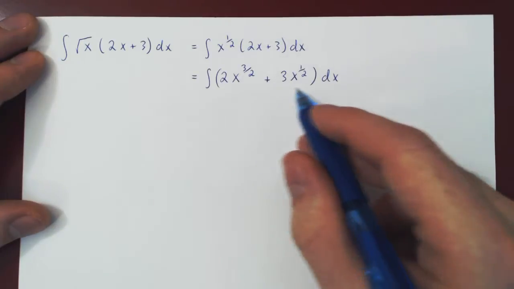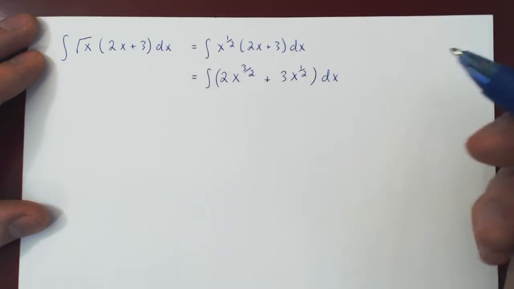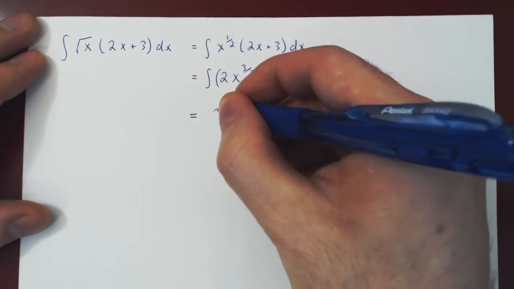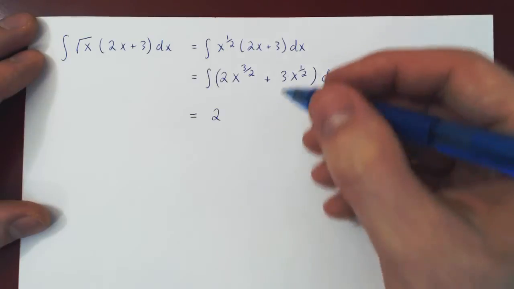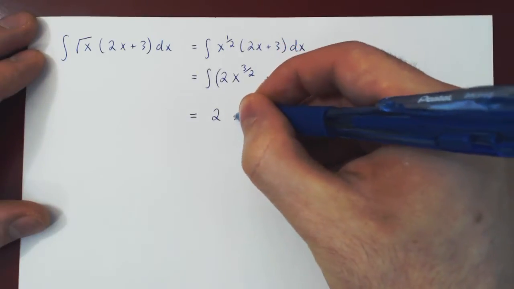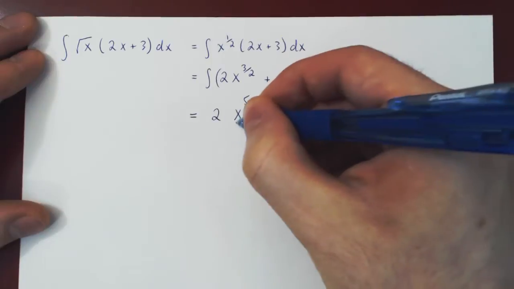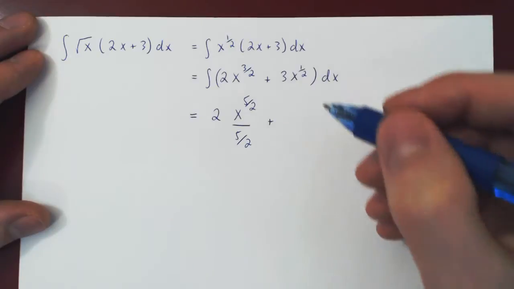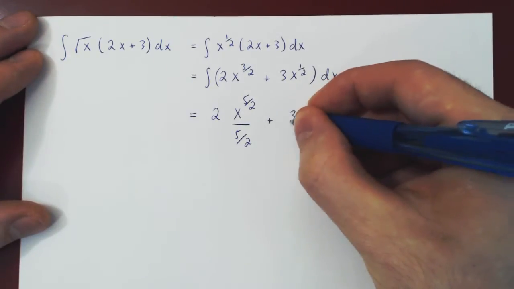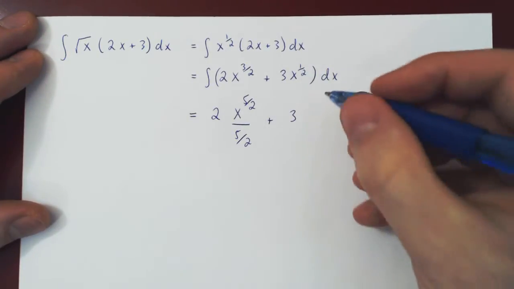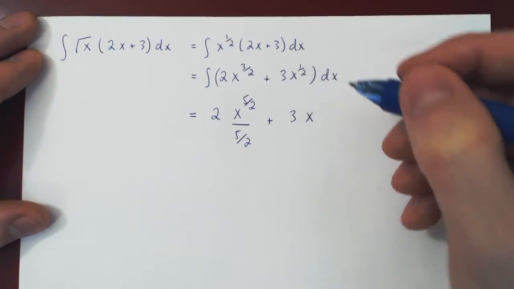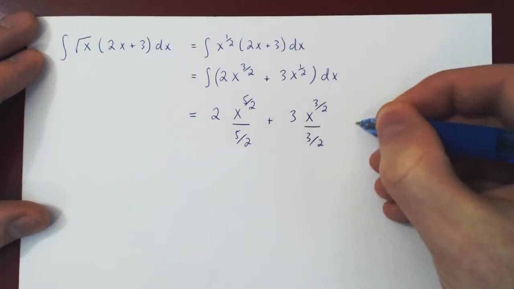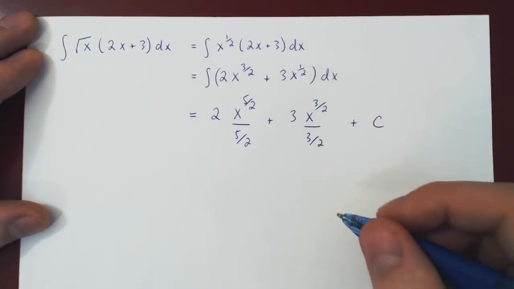And now we are integrating over a sum of powers of x, so we can use, quite simply, the power rule. 2 stays there, constant multiple. The power rule says, as always, we add 1 to the exponent. 3/2 plus 1 is 5/2, and we divide by the new exponent, 5/2. Plus, 3 is a constant multiple, so it stays there. Times, power rule once again, we add 1 to the exponent. 1/2 plus 1 is 3/2. And we divide by the new power, 3/2. Plus, of course, the constant of integration, c.